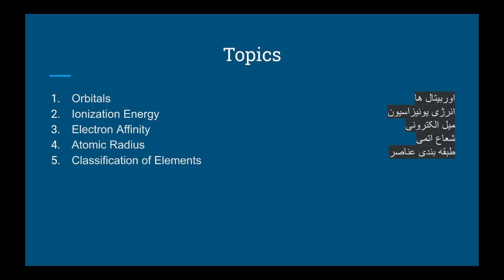Next, we will look at electron affinity and see what electron affinity is and how its trends can also be seen in the periodic table. After that, we will look at atomic radius and see what atomic radii are and how we can compare them. The last topic is on the classification of elements, where we will learn how and why elements in the periodic table are grouped together.